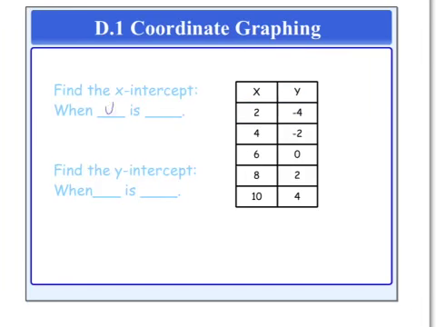The x-intercept is when our y is 0. So when our y is 0, we get 6, 0. Find the y-intercept. That's when our x is 0. And we continue the pattern. This would be 0. This would be negative 6.